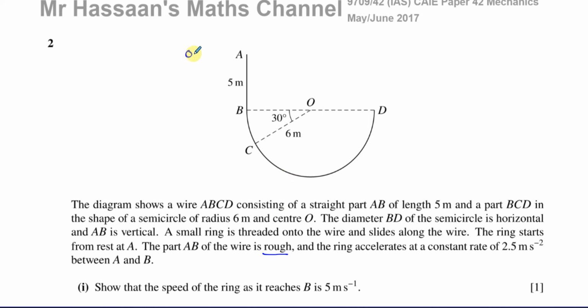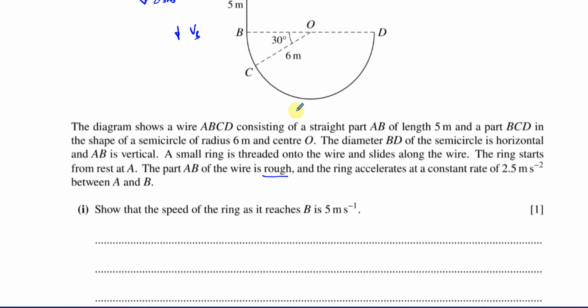So it starts from here, it's going down at 0 meters per second. It ends here. We have to show that the velocity at B is going to be 5. It's accelerating downwards with an acceleration of 2.5 meters per second squared. So we know its acceleration, so that's fine. So I think we can just use Suvat here.